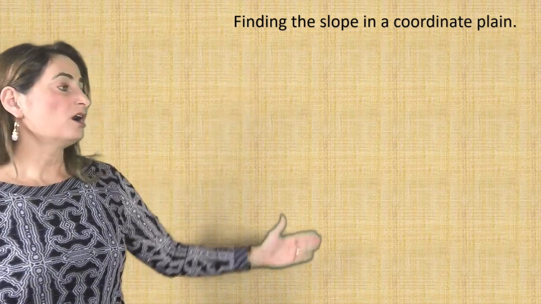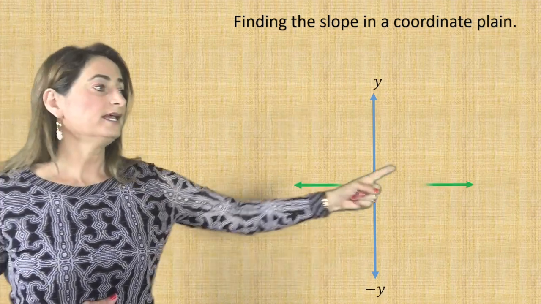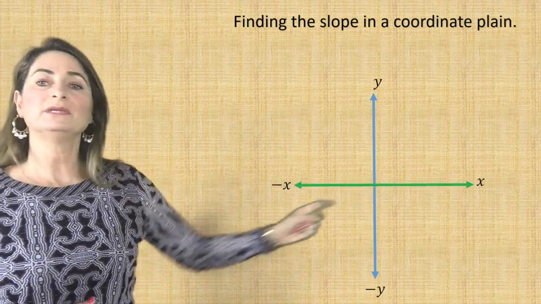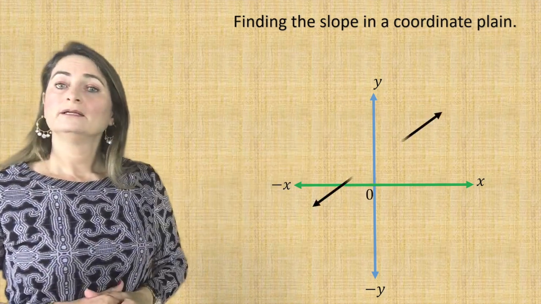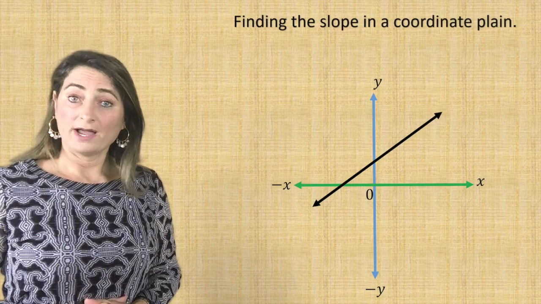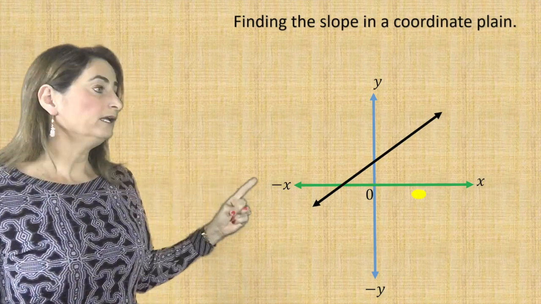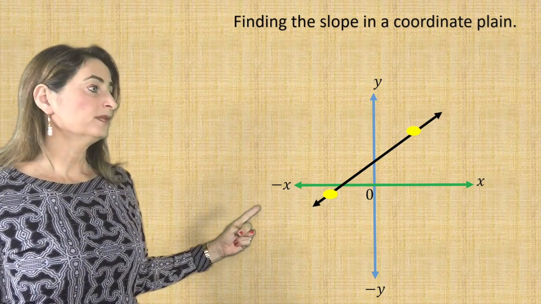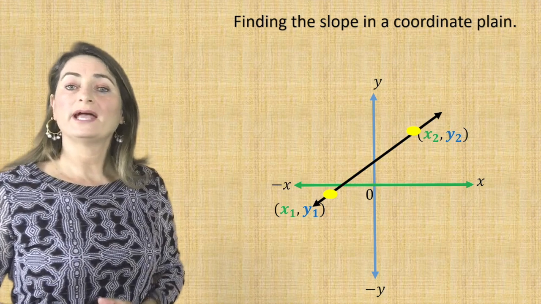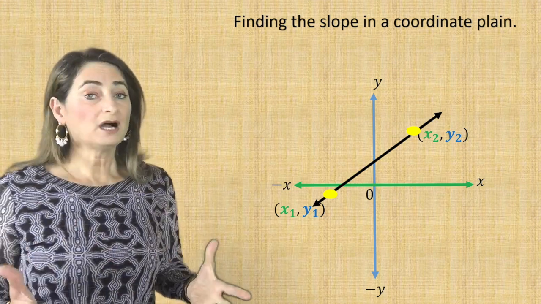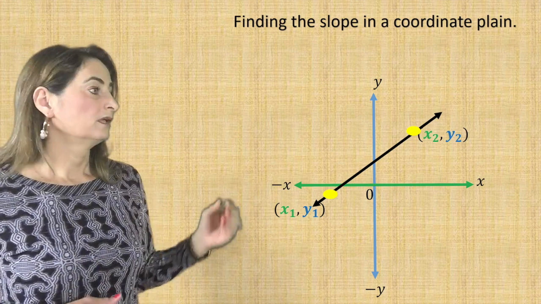First of all, let's draw the coordinates, the y-axis and the x-axis, where they meet at the origin. Then I would like to draw a line that crosses the x and the y-axis. Now choose two dots on the line, the yellow dots. The first one I will name x1, y1, and the second one I will name x2, y2, because I don't know what the values of x and y on that graph are yet.